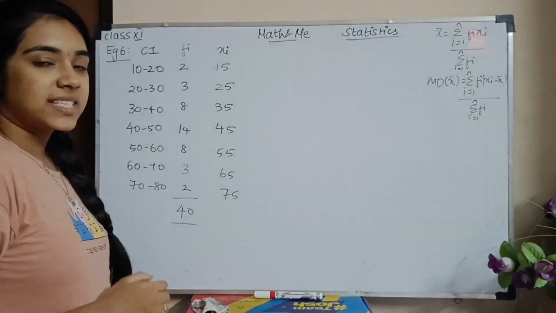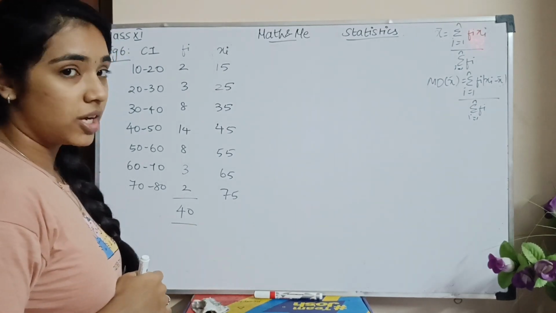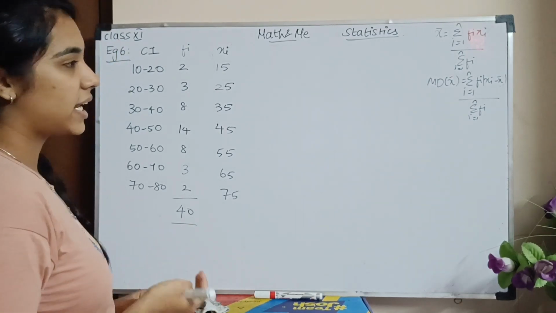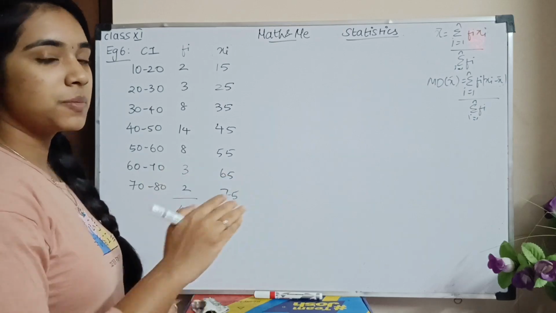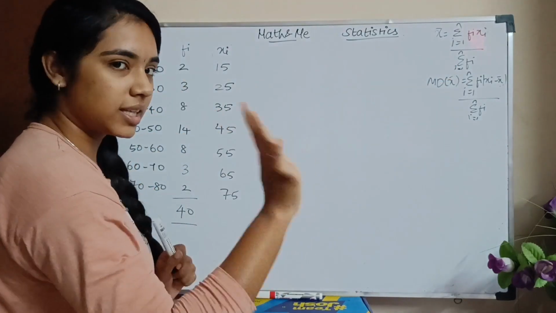So we are going to solve example 6 in a shortcut way. Correct? In an easy way. It is called the step deviation method. So what are we going to do there? We are going to repeat the same steps, but the formula is slightly changed. The formula for mean is slightly changed. For mean deviation, it is the same formula.